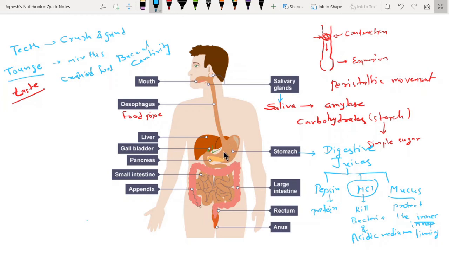Now from the stomach, where does the food go? It goes to the small intestine. The first part of the small intestine is called the duodenum, where the food exits the stomach and enters the small intestine, where there is a sphincter muscle.